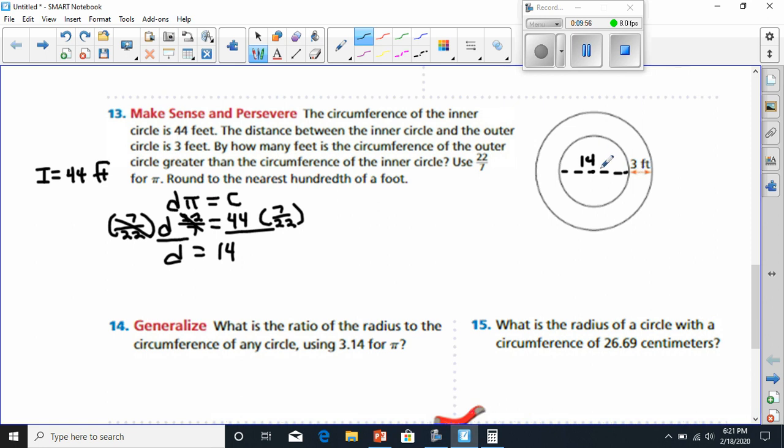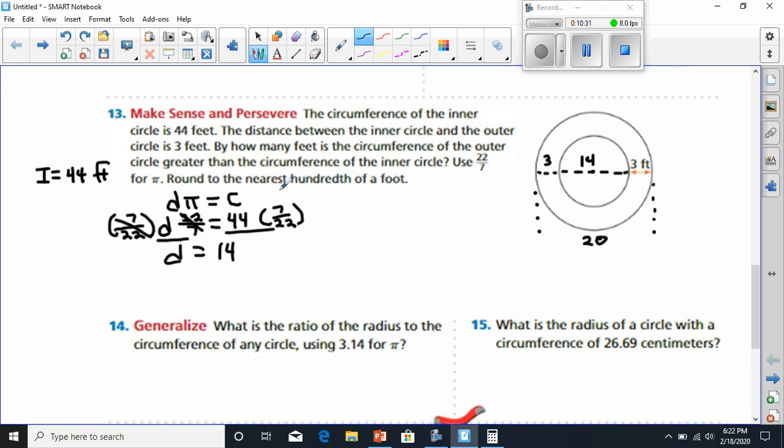Now, if that's 14 and this is 3, that means this side is also 3. And now we have to add up all this to find out the diameter of the big circle. And that way we can find out what the circumference is. 14 plus 3 plus 3, well, 3 plus 3 is 6, and 14 plus 6 is 20. And that means the diameter of this particular circle is 20.